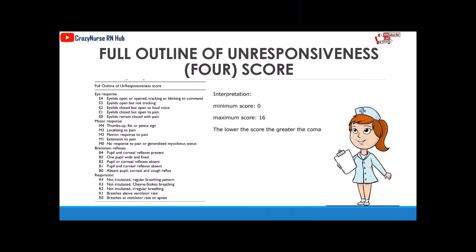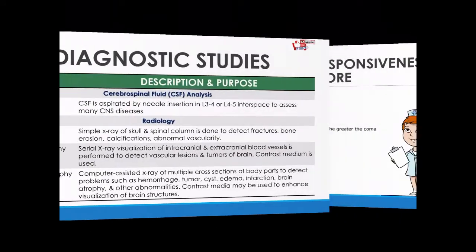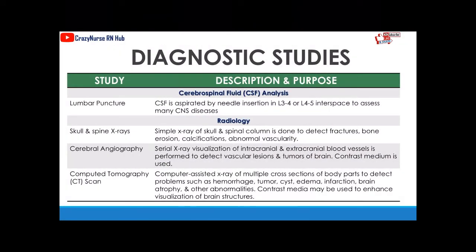We also have another tool here known as your Full Outline of UnResponsiveness, or FOUR score. In this tool, we have four indicators: your eye response, motor response, brainstem reflexes, and respiration. The interpretation for this, we have your minimum score as 0 and maximum score as 16. The interpretation for this tool is that the lower the score, the greater the coma. Now let's proceed to your diagnostic studies.